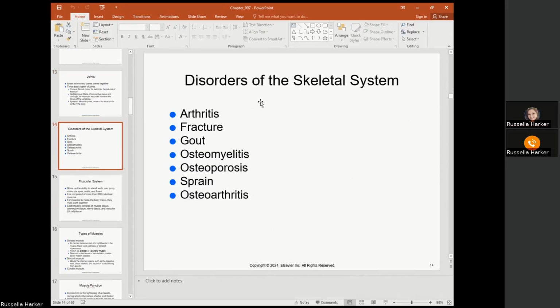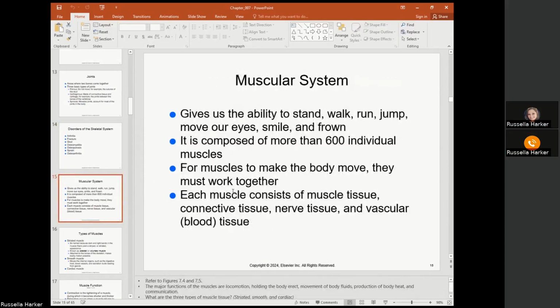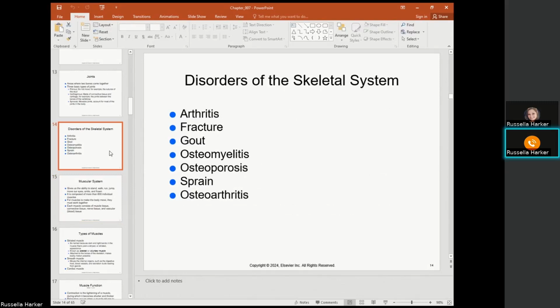Here you have diseases or disorders of the skeletal system. So in the skeletal system, there are many disorders, and a lot of them have to do with osteoporosis and osteoarthritis, but they can also have to do with a lot of other disorders. Make sure you're paying attention to these disorders through this lecture and through this chapter, because you are going to have a disease report and you're going to have to do a report on one of these diseases throughout this chapter.